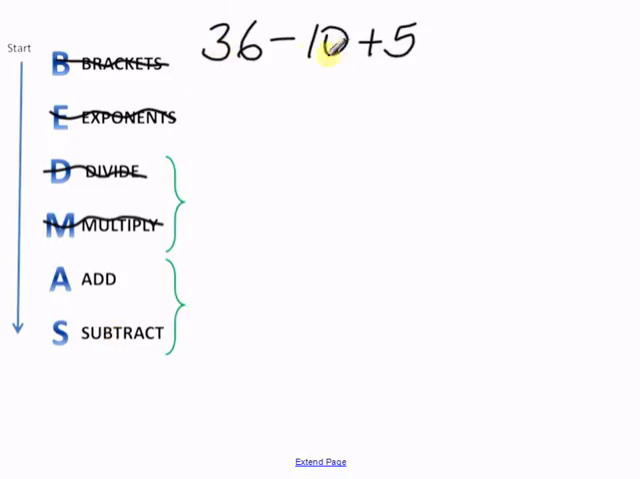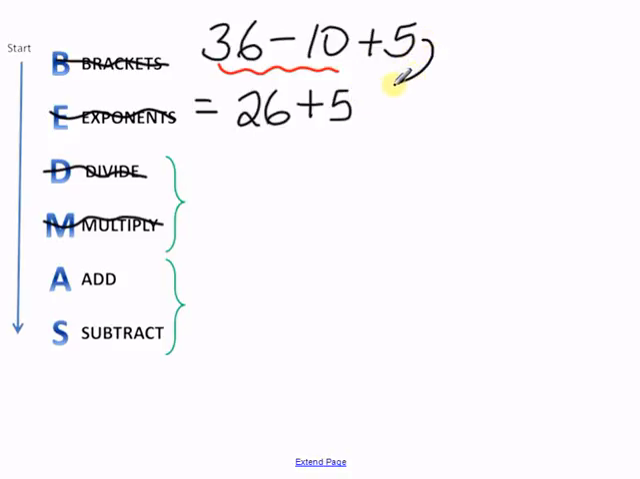So when we're looking at it, the first thing we come across is the subtract, 36 take away 10. So we have to do that first. Even though addition, A for addition, comes before the S in the word BEDMAS, we have to remember this rule. When you're picking between add and subtract, do whichever one comes first. So 36 minus 10, that gives us 26. We have to keep the add 5 here because we haven't done anything with it yet.